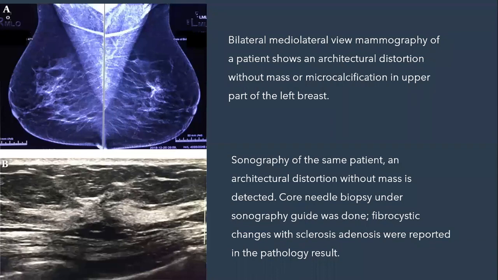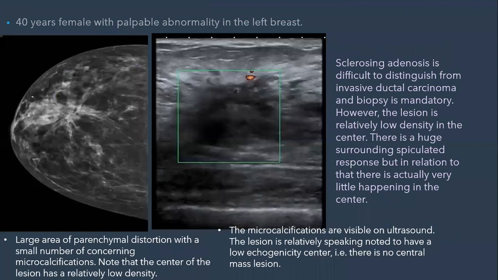The pathology. Sometimes she might have pain or a mild palpable abnormality. So this is the case of sclerosing adenosis lesions. Look for this ugly shape of sclerosing adenosis lesions. You cannot differentiate it from malignancy, definitely. And even if the core biopsy tends to be benign, you are going to recommend biopsy. And it was sclerosing adenosis lesions, okay?